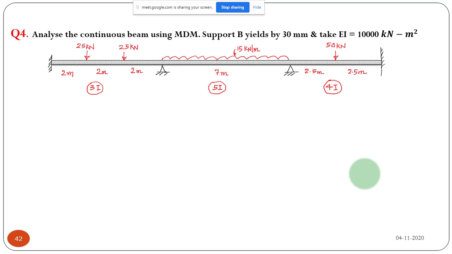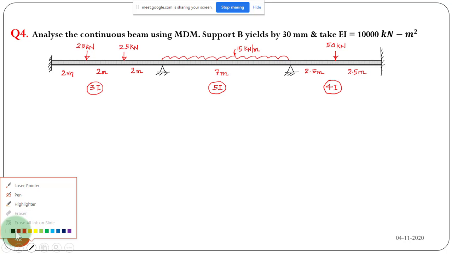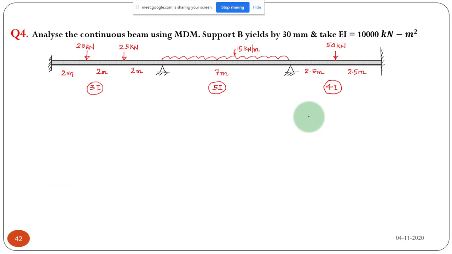This is the question. We have a 3-span continuous beam ABCD. And you can see that the moment of inertia here is 3I, this is the moment of inertia 5 times I, and this is the moment of inertia 4 times I. And here we have 2-point loadings, here we have a uniformly distributed load, and here we have a concentrated point load.